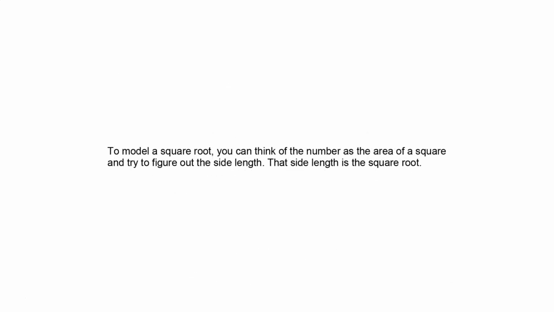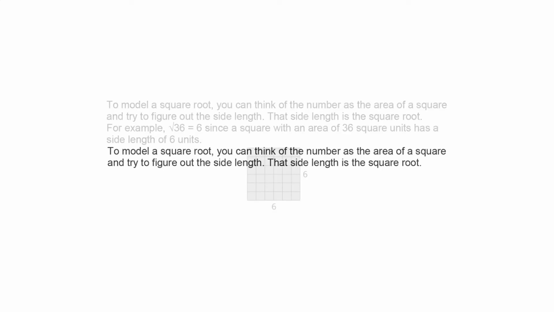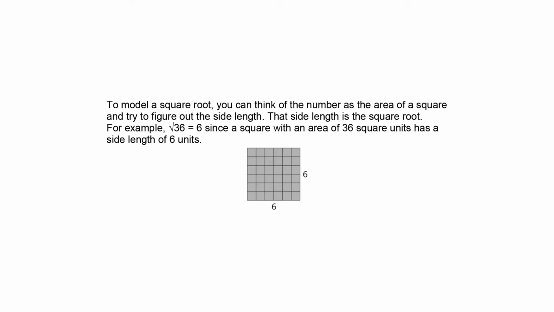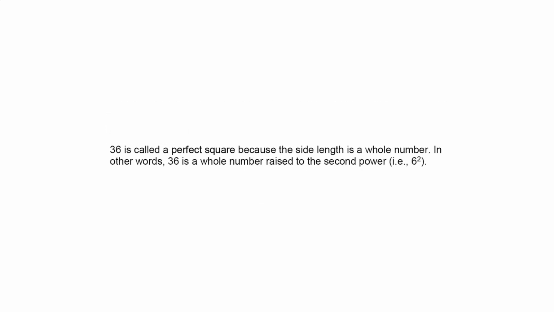To model a square root, you can think of the number as the area of a square and try to figure out the side length. The side length is the square root. That's basically what we were doing when we showed the Polypad video. For example, the square root of 36 is 6, since a square with an area of 36 square units has a side length of 6 units. 36 is called a perfect square because the side length is a whole number. In other words, 36 is a whole number raised to the second power. In this case, that whole number is 6 that's raised to the power 2.